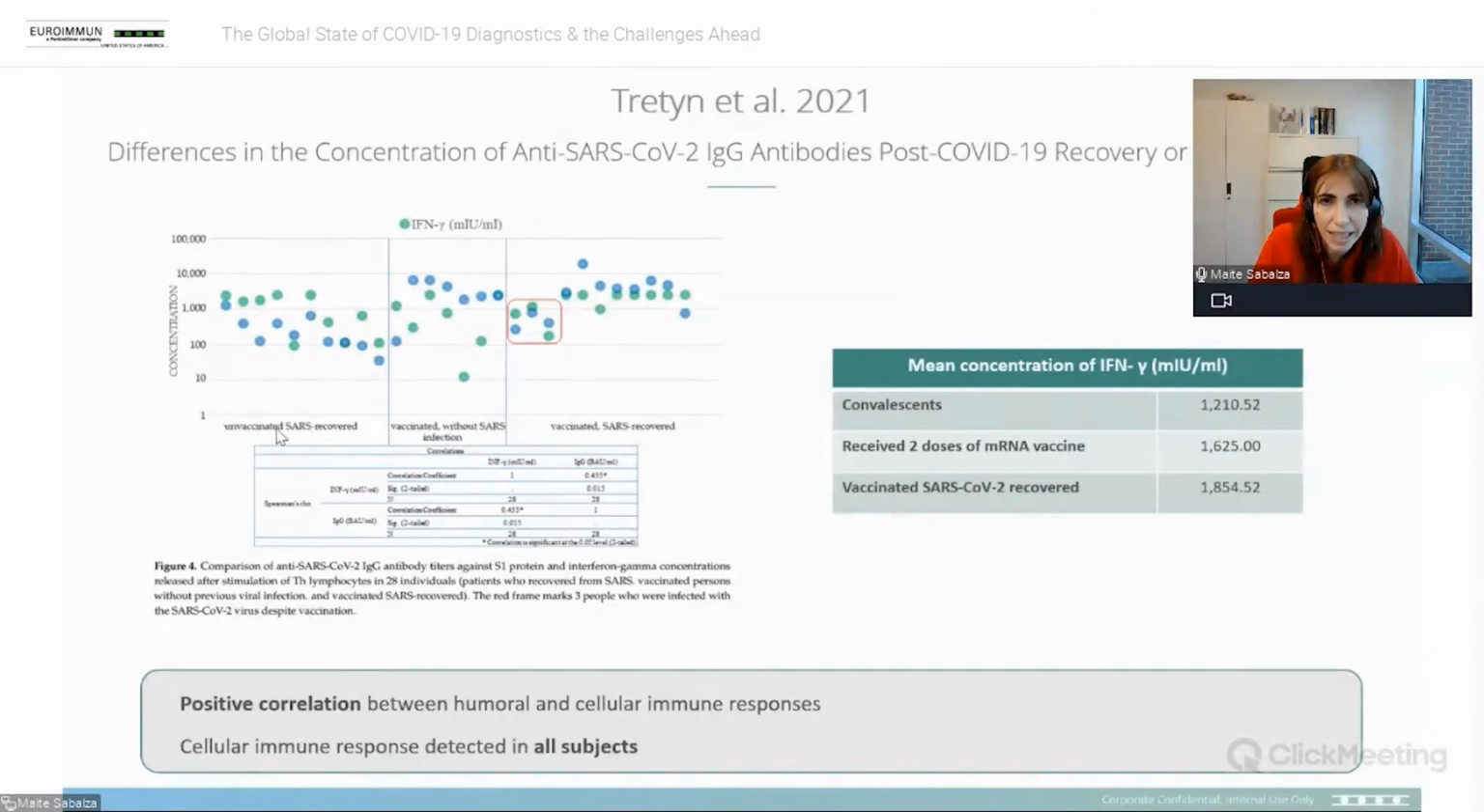The first one is the unvaccinated group that had a prior SARS-CoV-2 infection. Here we have vaccinated without a prior SARS-CoV-2 infection. And here we have vaccinated plus a prior SARS-CoV-2 infection. So we can see that there is a positive correlation between humoral and cellular immune responses. And the cellular immune response was detected in all the subjects. In terms of concentration, we can see that in patients that were only infected but not vaccinated, the interferon gamma concentration, or T cell response, was lower than in those patients that were vaccinated.